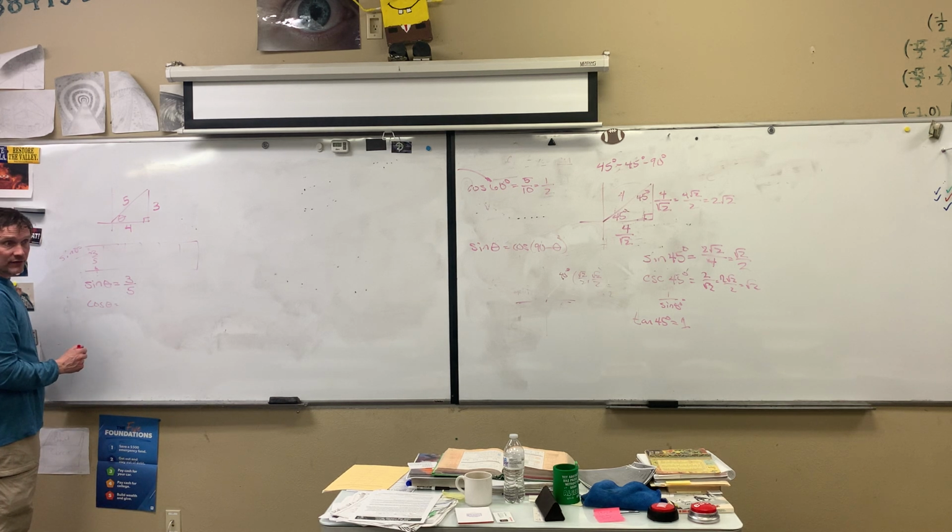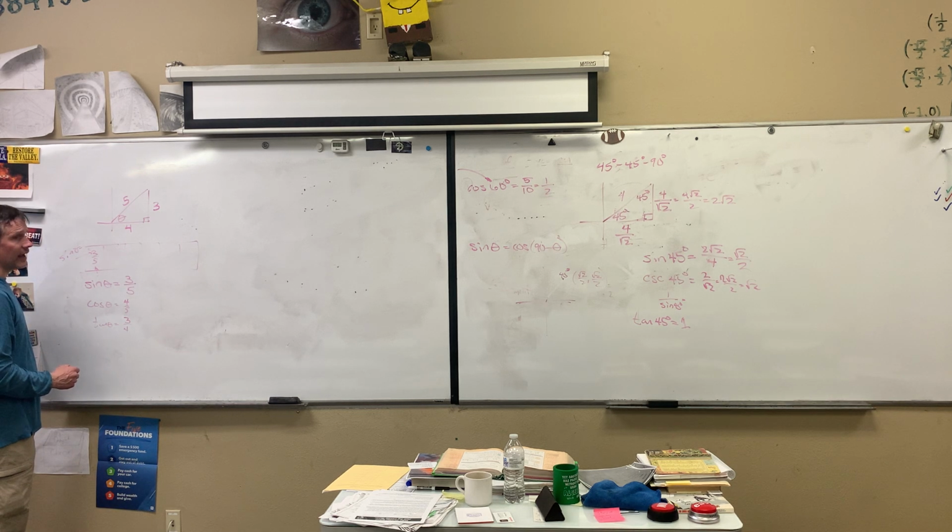So cosine is x over r, adjacent. So what is it going to be? 4 over 5. And then tangent is y over x, 3/4. Now you don't have to go in order.